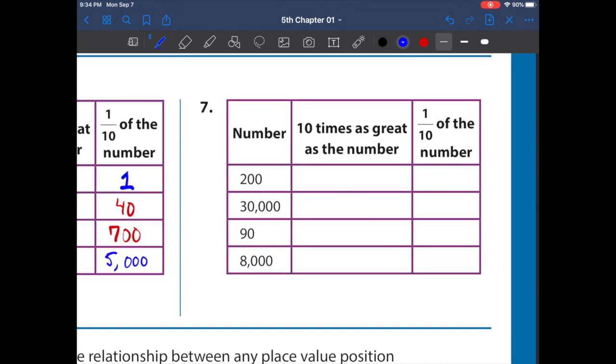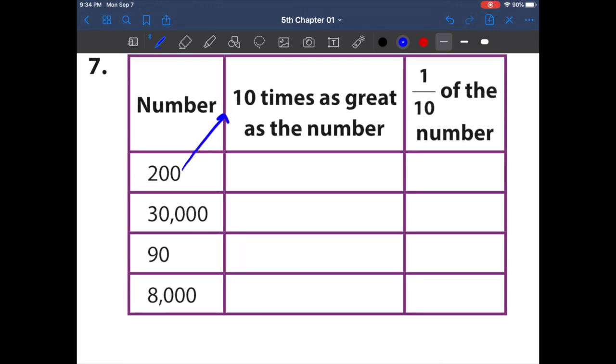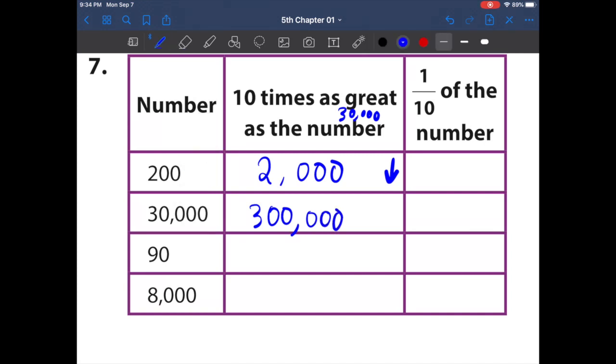All right, let's try another one. Now we have 10 times as great as this number. So what is 10 times as great as this number? Well, 200 times 10 will give me 2,000. Let's do all of these, the times 10 first. What is 30,000 times 10, or 10 times greater than this number? Well, that would be 300,000.